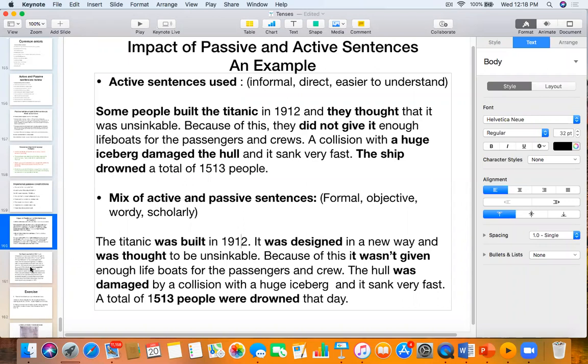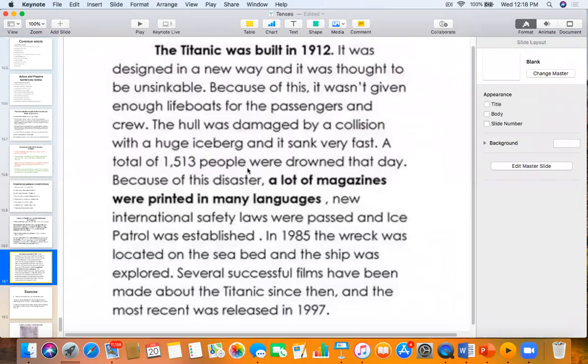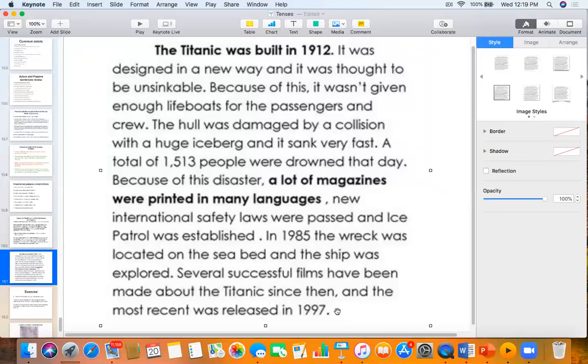So 1,500 people were drowned that day. Because of this disaster, a lot of magazines were printed in many languages. New international safety laws were passed and an ice patrol was established. In 1985, the wreck was located on the seabed and the ship was explored. Several successful films have been made about the Titanic since then, and the most recent one was released in 1997.